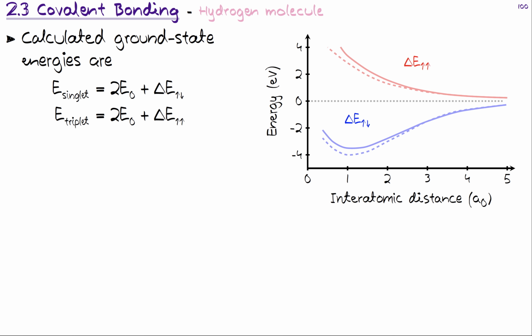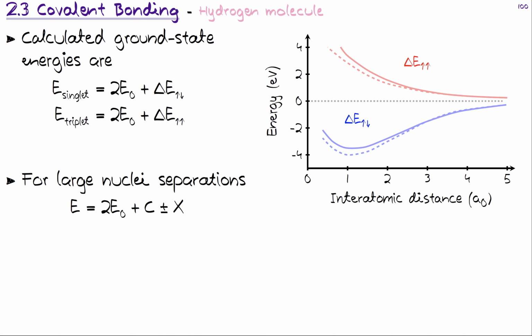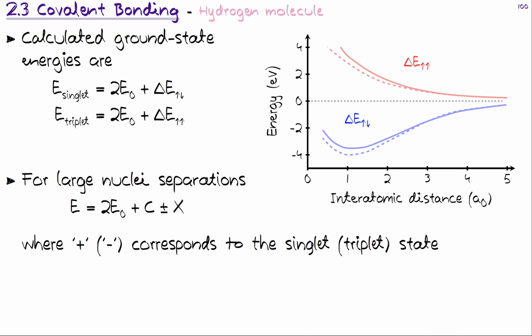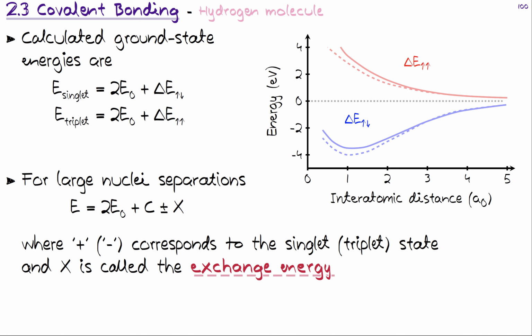And finally, we're close to the end, I would just want to say that for large nuclei separations, the energy is of a generic form: 2 times E naught plus some constant C plus or minus an X term, where these signs plus or minus before the X term correspond to the singlet and triplet states. So that basically we can simplify the equation, since they are the same quantities, this delta E spin up, spin down and delta E spin up. And here the X is called an exchange energy term.